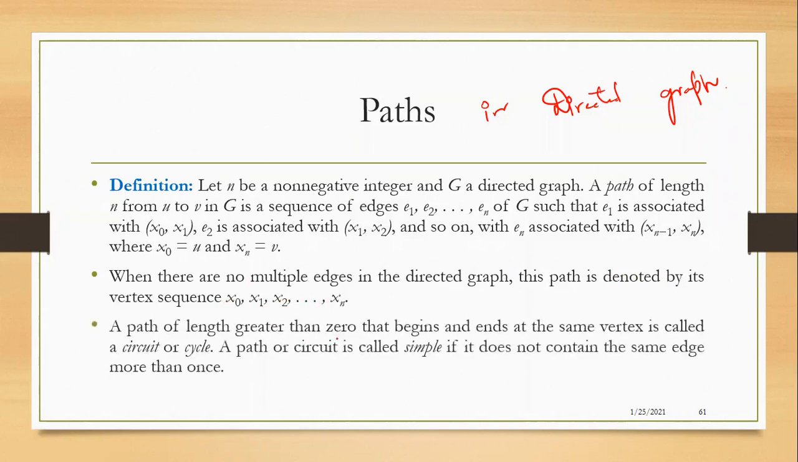A path of length greater than 0 that begins and ends at the same vertex is called a circuit or a cycle, which you already know. A path or circuit is called simple if it does not contain the same edge more than once. The same thing which we have already studied in undirected graphs.